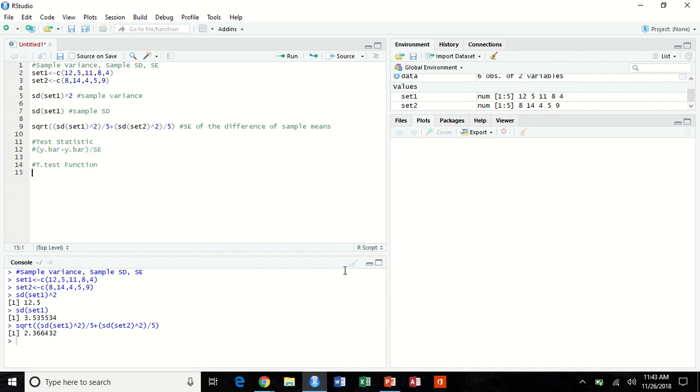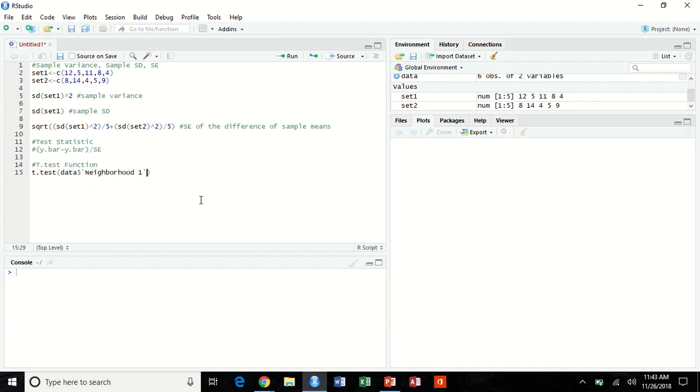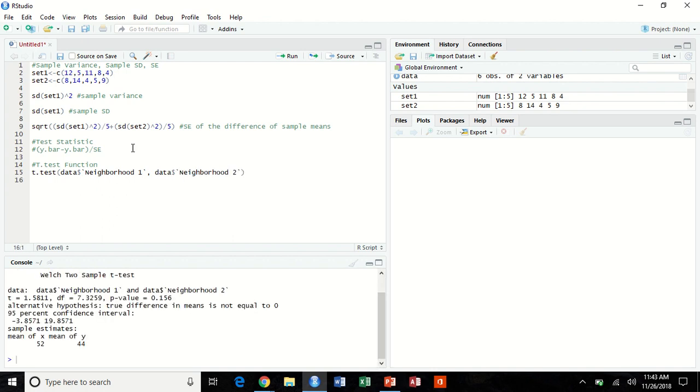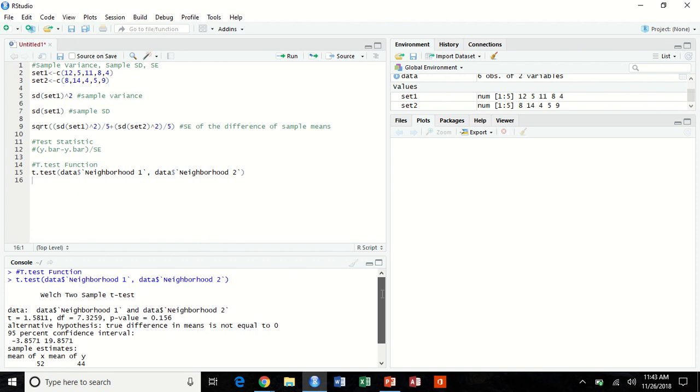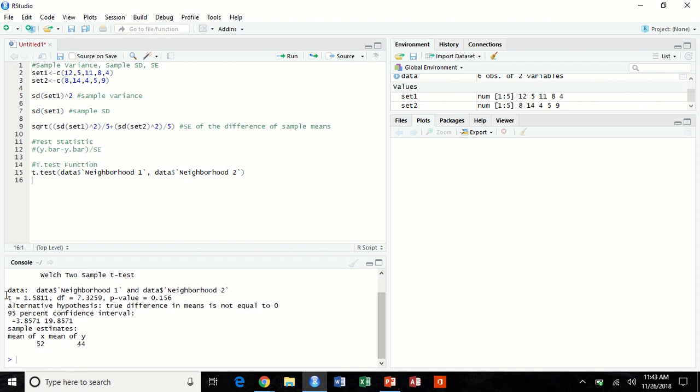Now let's go into using the t.test function, which makes this a lot more efficient. So to do this, we do t.test(neighborhood1, neighborhood2). These are some sets from the homework. And let's go through some of the things that this is telling us. It's telling us t, it's giving us a p-value, it's giving us a 95% confidence interval, and a sample estimate of the mean of y and x.